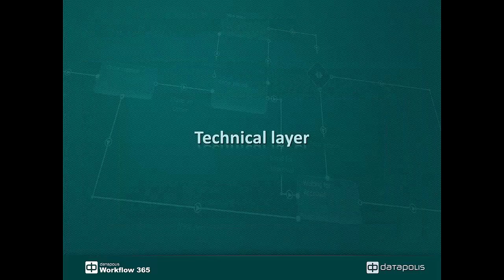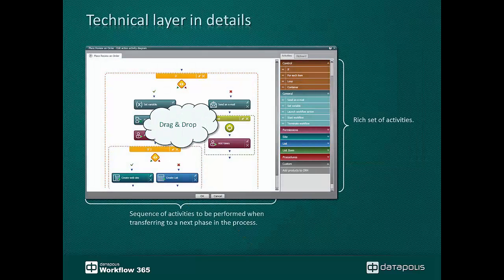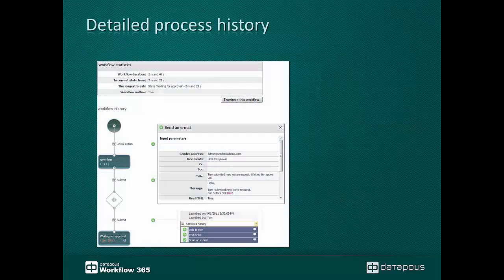Now, technical layer. Technical layer lets you program, still using drag and drop, what's happening inside an action. You can use many activities that we have already prepared for you. So you are not limited to very easy workflows. You can prepare very advanced ones as well. And you have many more features in our Datapolis Workflow 365, like history, for example, where you can see what was happening in the workflow, who was accepting, who was rejecting, and how much time it took him, etc.